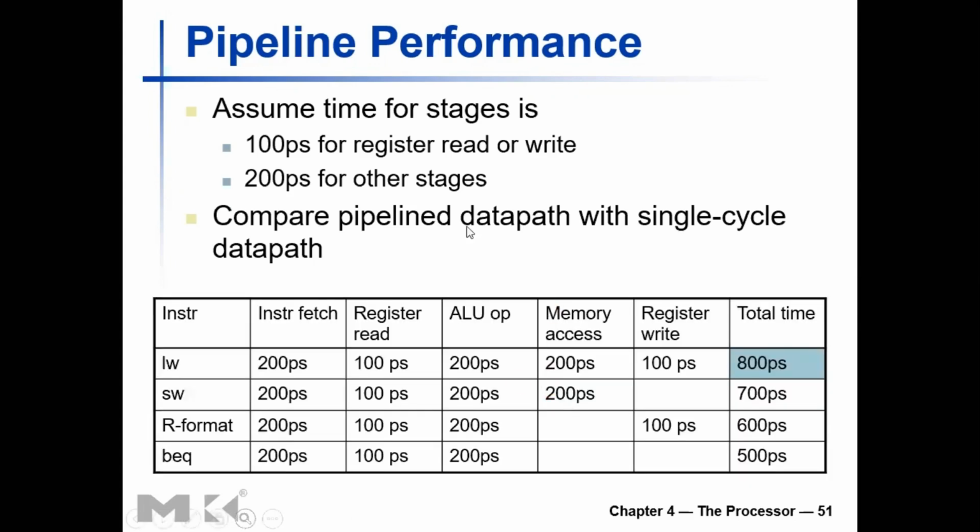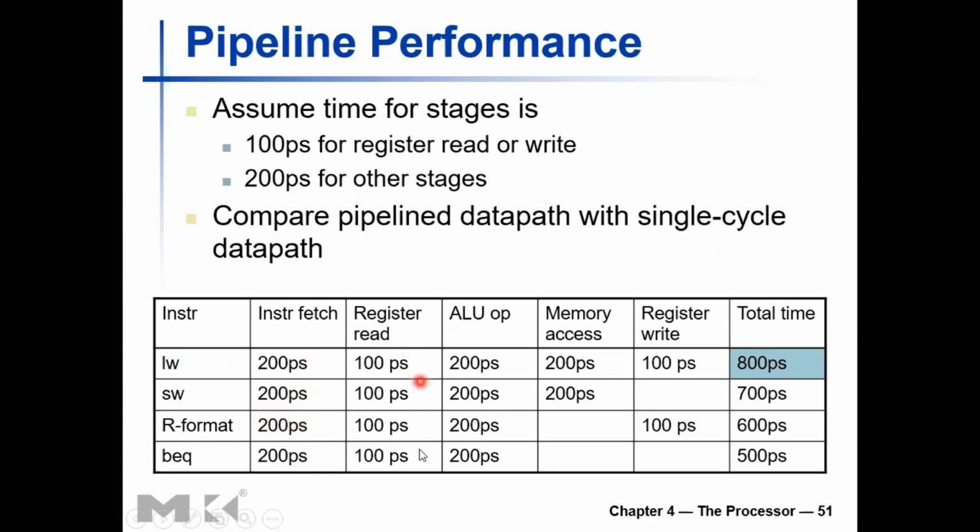Now, instruction fetch takes 200 picoseconds for all types of instruction. Remember, this is a subset of instructions. We were looking at load word, store word, R format, and branch if equal. So each instruction has to be fetched, and the time for the fetching stage is 200 picoseconds.